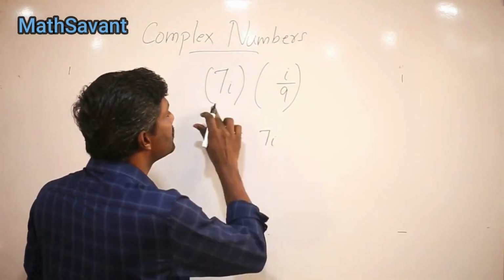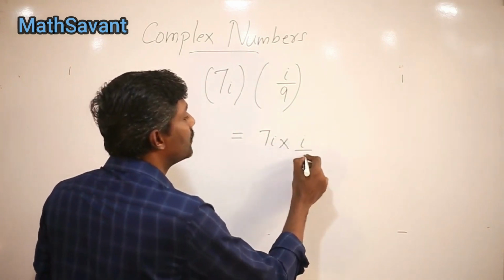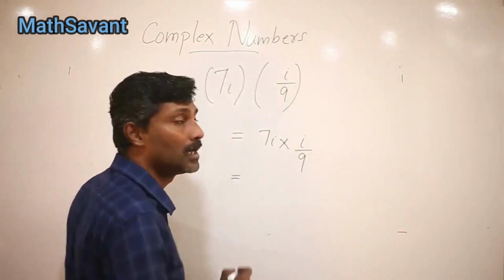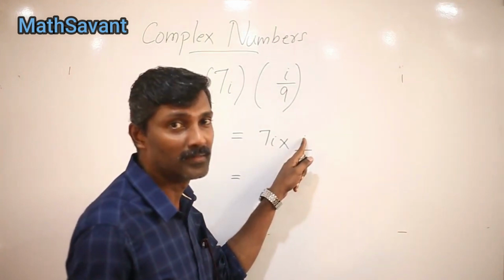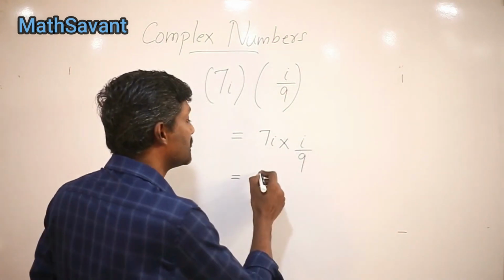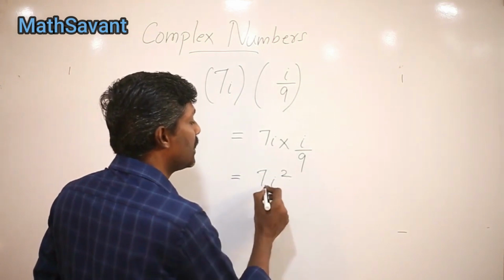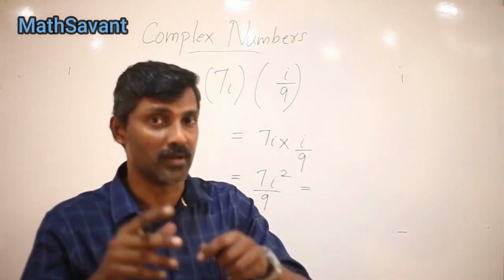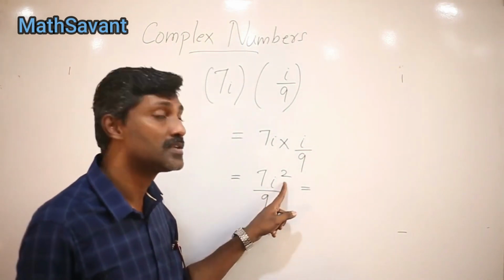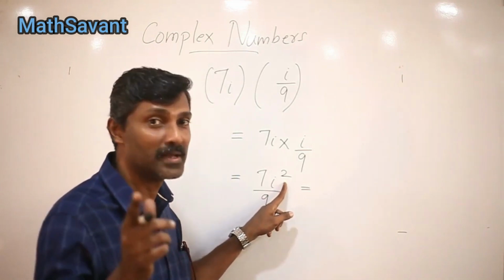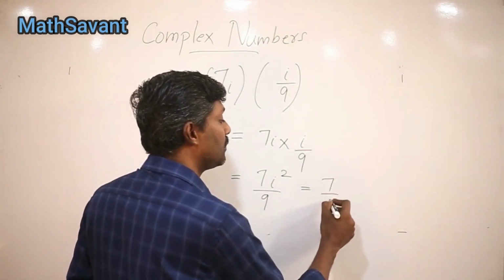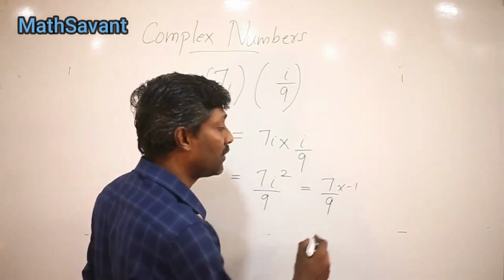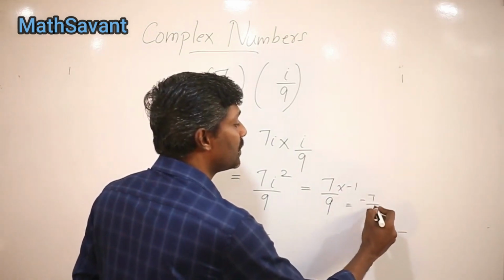Right, now tell me, when we multiply this, we open the bracket, 7i into i divided by 9. That's simple. We just open the bracket and we multiply. Now tell me, what is i into i? It is i square. So 7i into i is 7 i square divided by 9. Now tell me what is the value of i square. I already told you what is the value of i square. You remember? It's minus 1. So I'm substituting the value of i square, which is minus 1, in 7 divided by 9, and I get the value minus 7 by 9.